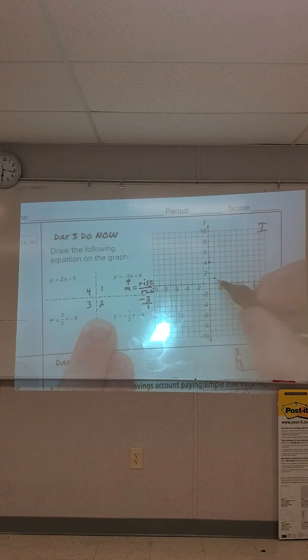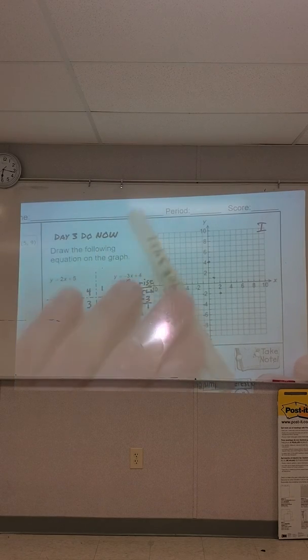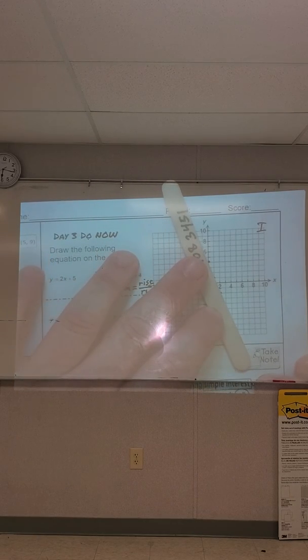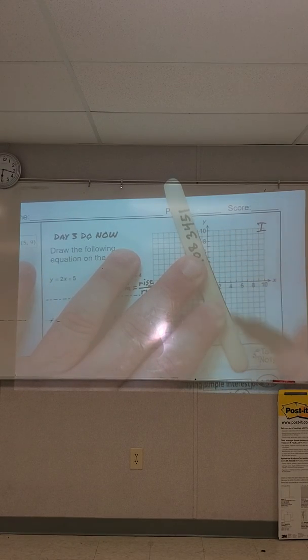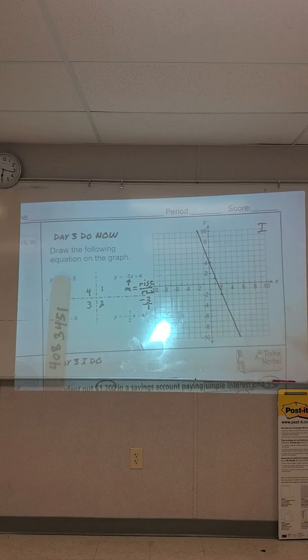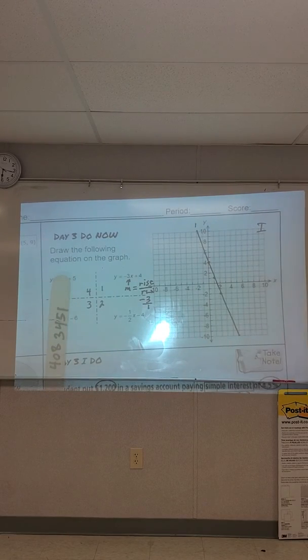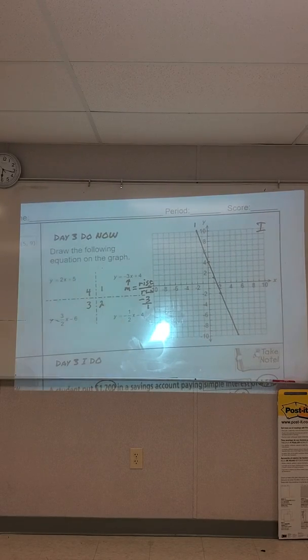Now we can make a line with just 2 points, but I like a nice straight line. It's easier to do that with 3 points. So 1, 2, 3 over 1. You take your straight edge. There we have number 1. So here's quadrant 2.